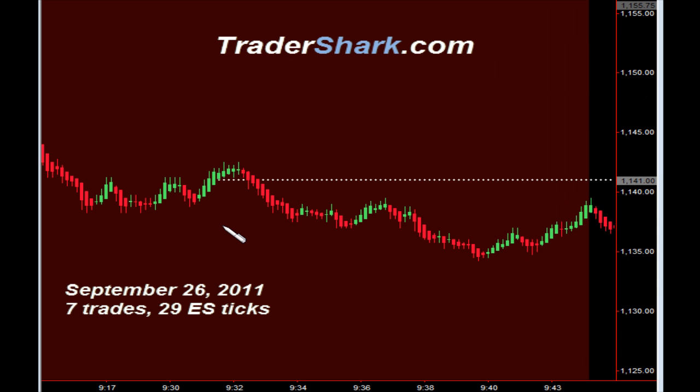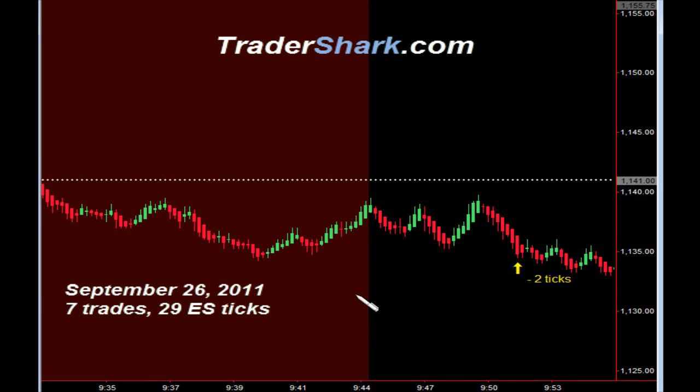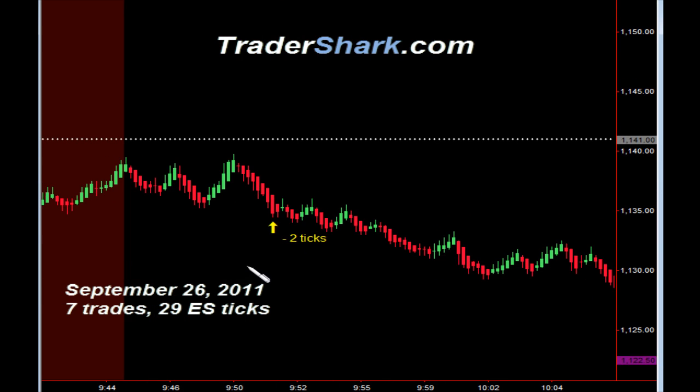This morning the market opened up at around 1141. That's represented by this white dotted line. This is a no trade zone from 9:30 until 9:45. Coming out of the no trade zone, our first trade would have been long for an opportunity to get target 1 and stopped out by -2 ticks, but we chose not to take this trade.